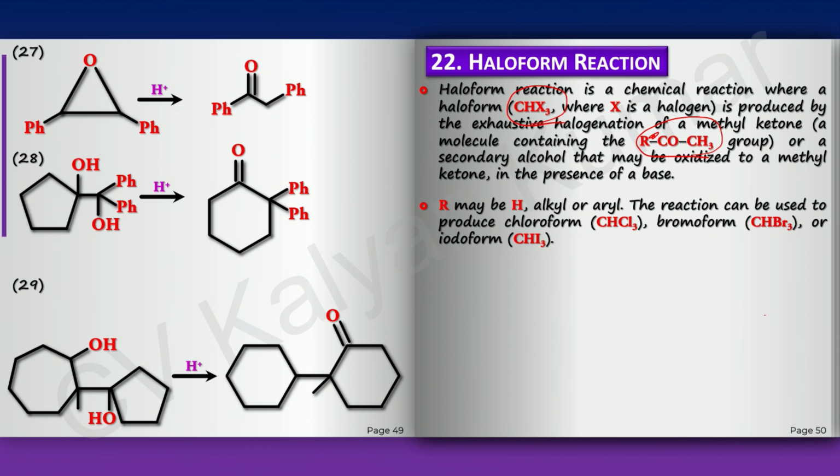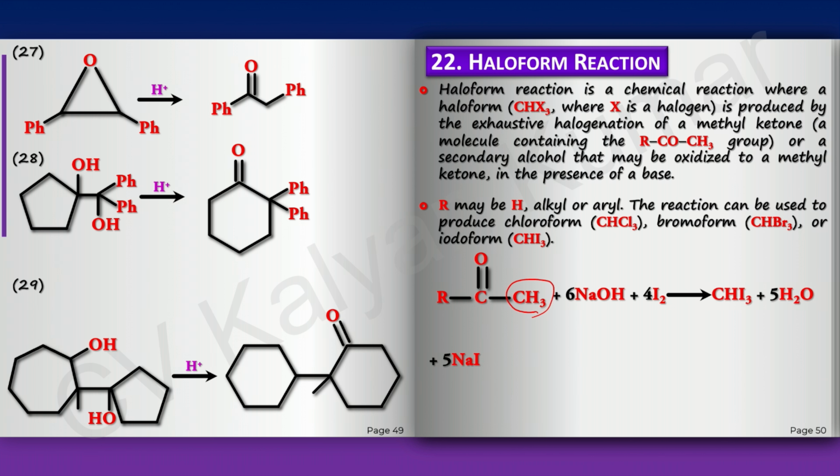So let's check out what the reaction is all about. Basically, we have this ketone. And this part is very important in the ketone. You must have this. And you have a base and I2. Now what it will do is convert this CH3 part into a haloform. And this part is converted to an acid salt.